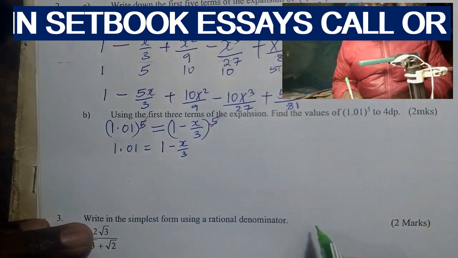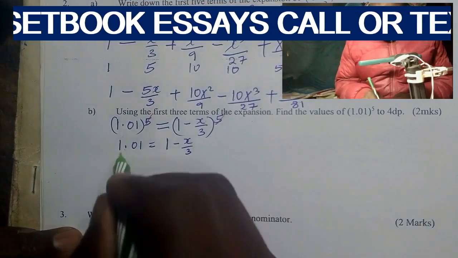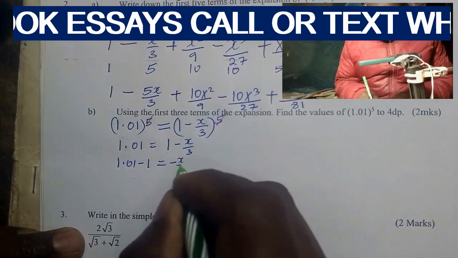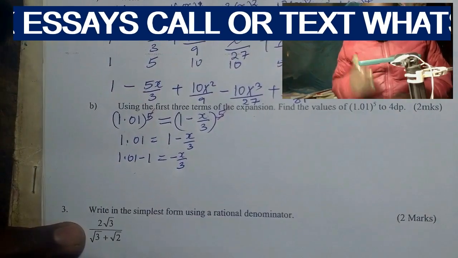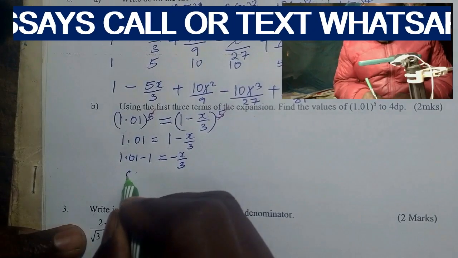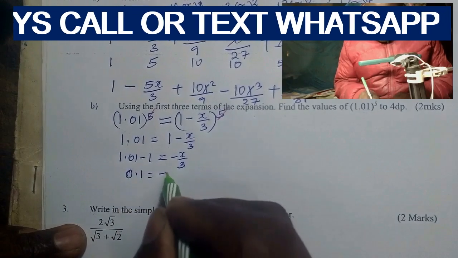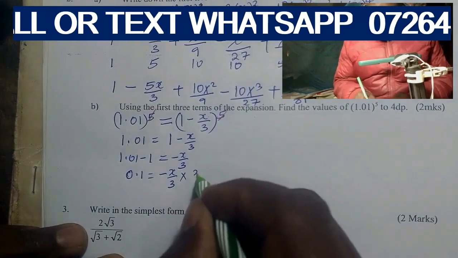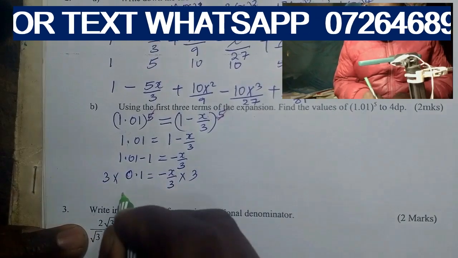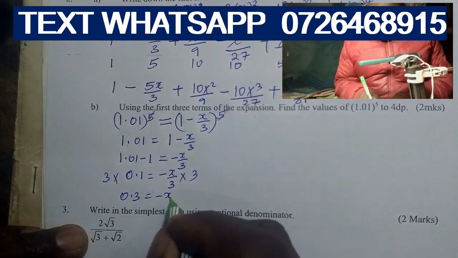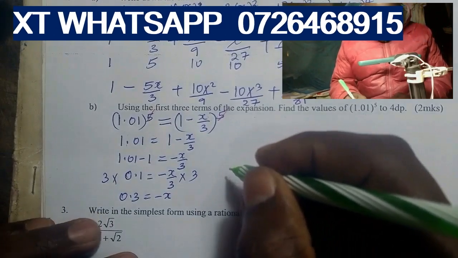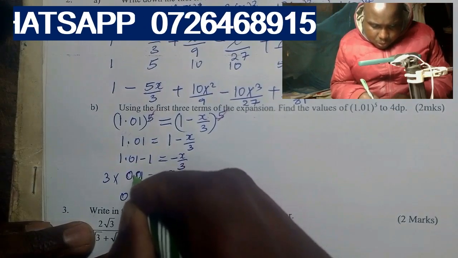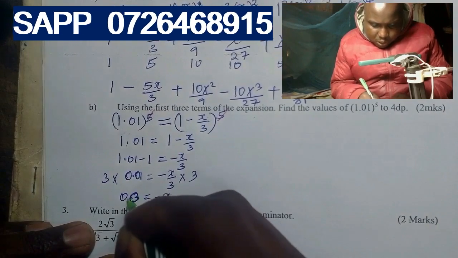Then like terms together, bring 1 this side. So 1.01 minus 1 is equal to minus x over 3. So we have 0.01 is equal to negative x over 3. We want x, so times 3. So 0.03 is equal to negative x. We don't want negative x. So this one is going to be 0.03.